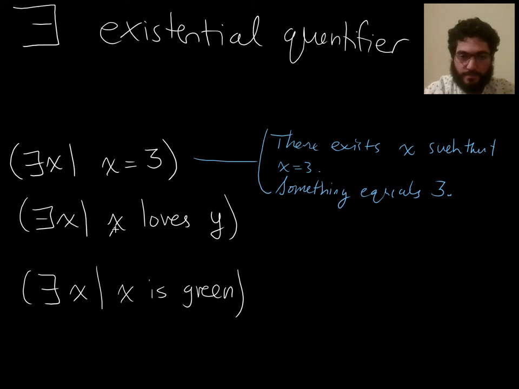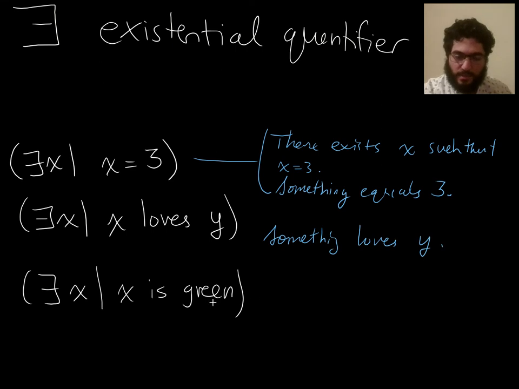And then for this one, the x is bound, but the x is quantified. I'm going to introduce the word bound later on. The x is quantified by the existential quantifier, but the y is not. So no matter how I write it, the y has got to get mentioned, but the x doesn't really need to be mentioned. So this says something loves y. And then this one says there exists x such that x is green. So it says something is green.